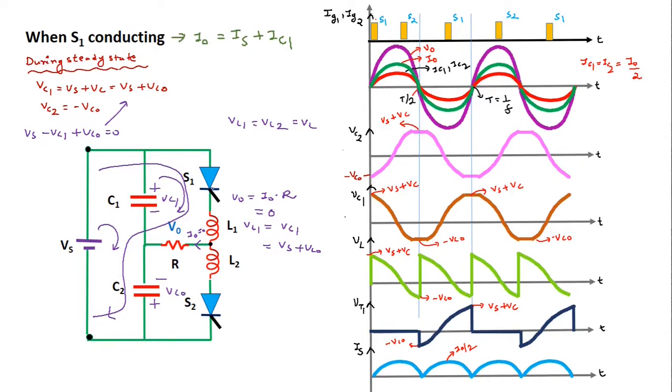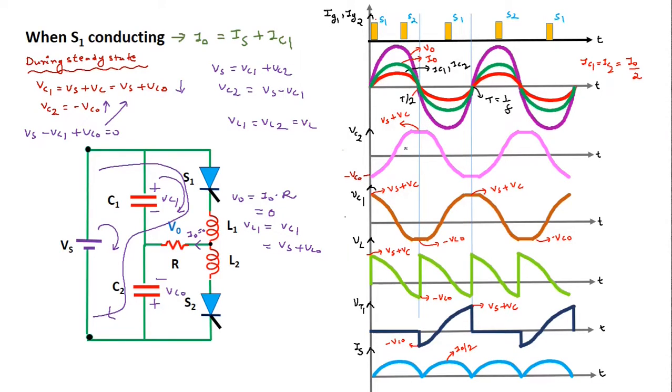As soon as this S1 SCR goes into the on condition, this C1 capacitor starts discharging through S1 SCR, L1 inductor and load resistor. So what happens? The voltage across the C1 capacitor reduces and the voltage across the C2 capacitor will increase. When we are considering the voltage across the capacitor C2 as positive, we get the KVL equation Vs is equal to Vc1 plus Vc2. So from here we will get Vc2 is equal to Vs minus Vc1. So when this Vc1 voltage decreases, this Vc2 voltage will increase.